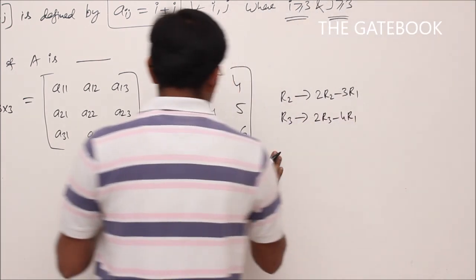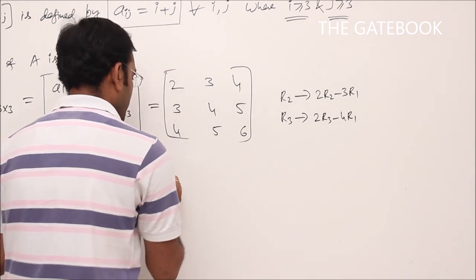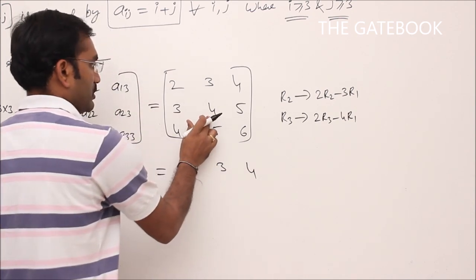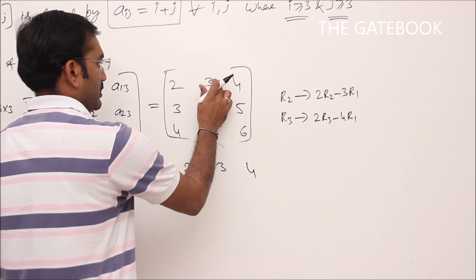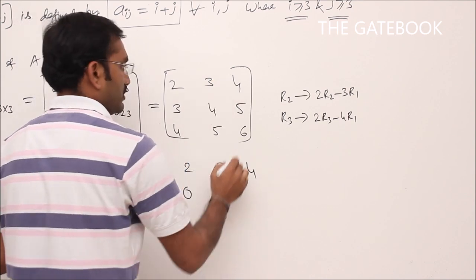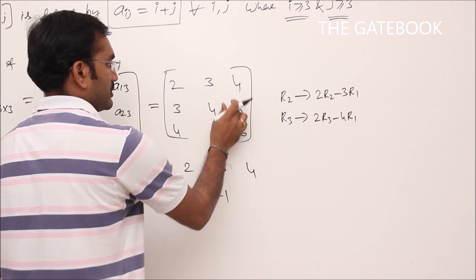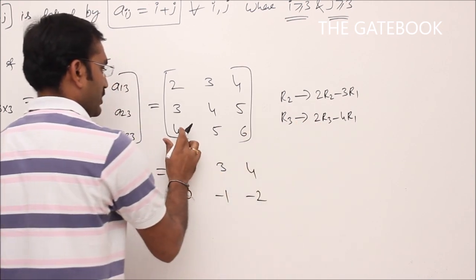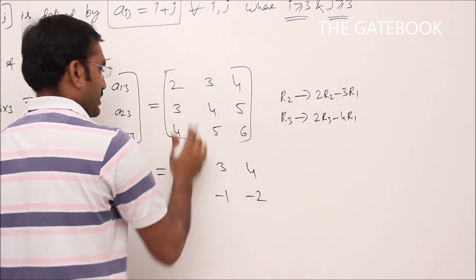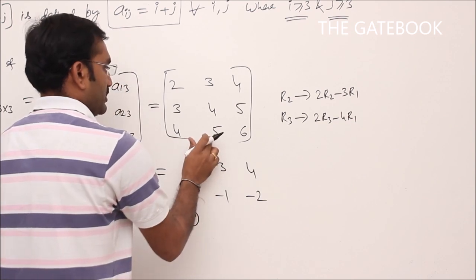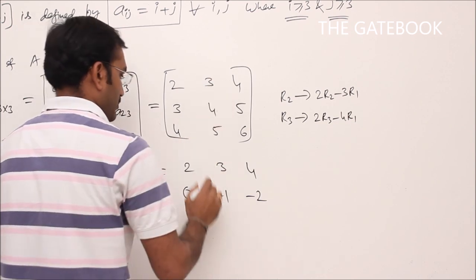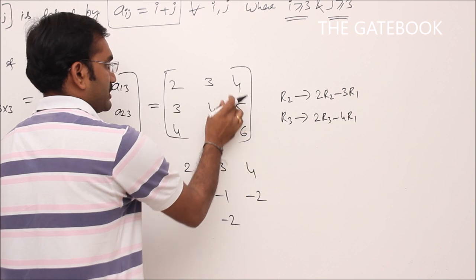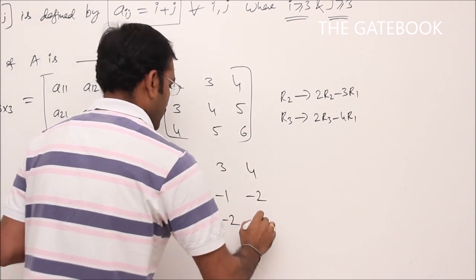If we apply these operations, the matrix will be reduced to 2, 3, 4 in the first row. In the second row, you will get 0 here, then 8 minus 9, which is minus 1, and 12 minus 10, which is 2. For 2R3 minus 4R1, you get 8 minus 8, which is 0, then 10 minus 12, which is minus 2, and 12 minus 16, which is minus 4.